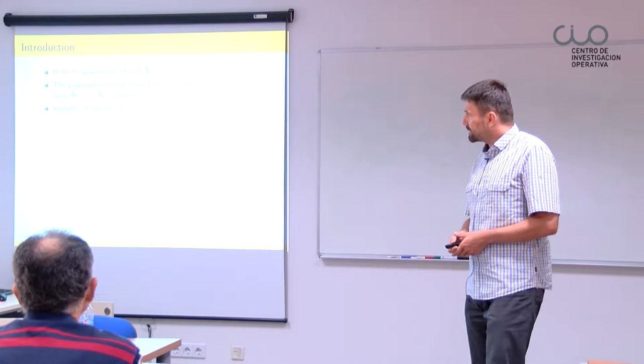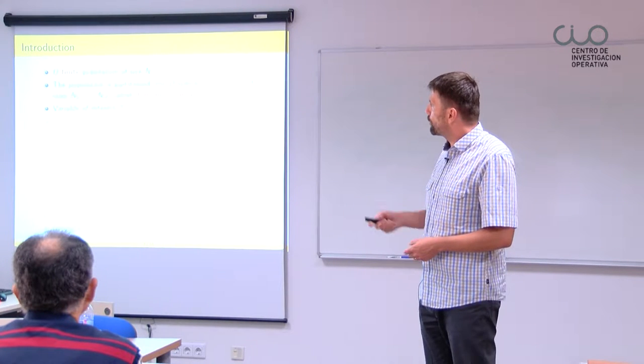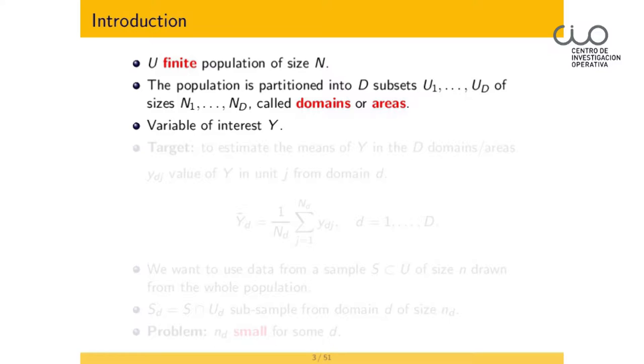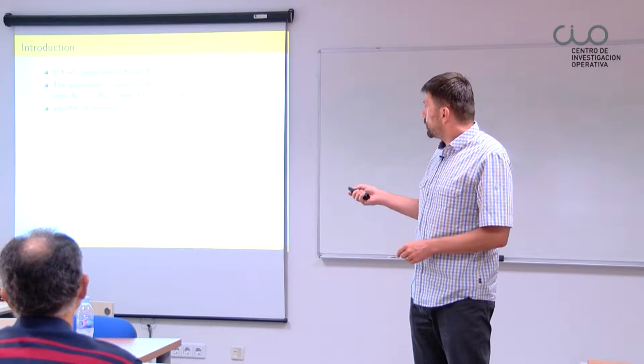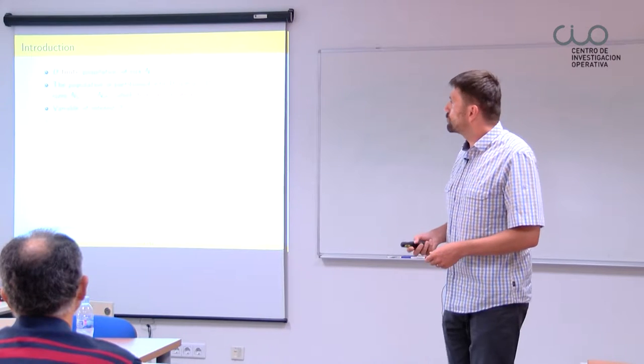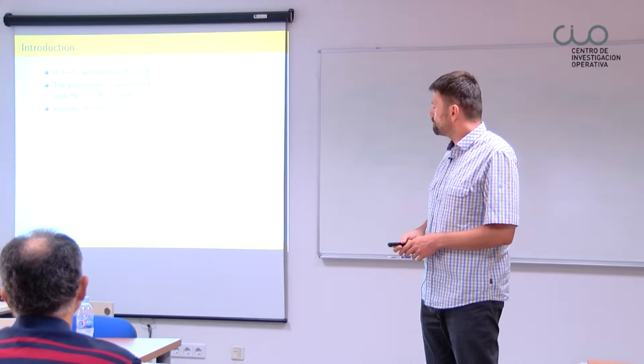So, let us start with a small introduction. Let us assume that we have a finite population U of size N, and this population is partitioned into several subsets, let's say G subsets, which we will call domains or areas. These subsets will have population sizes N_1, ..., N_G. A domain could be a geographical domain, or a social or economic domain, and so on.